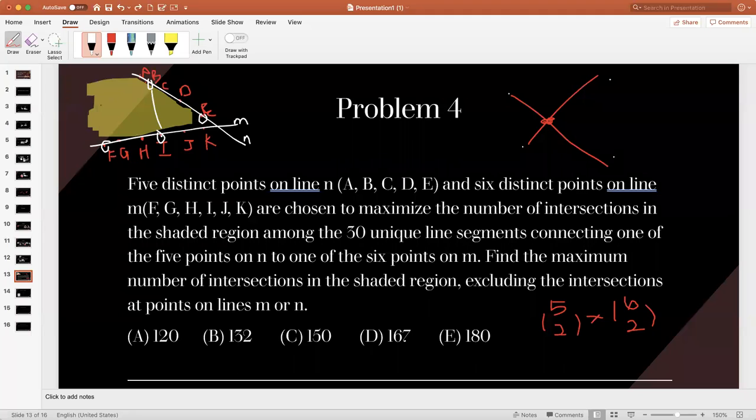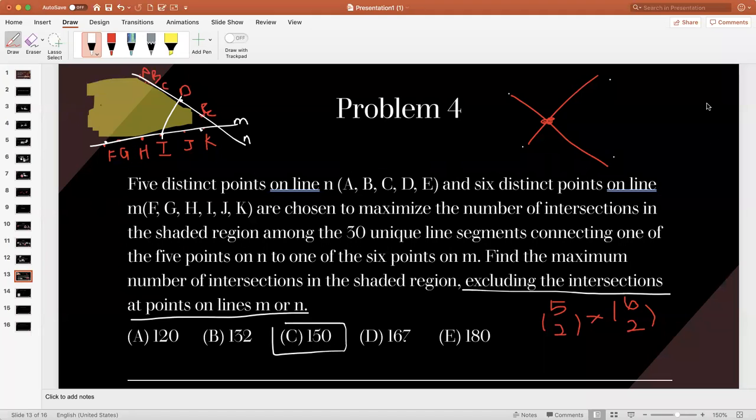But we cannot pick three dots on one line, because if we pick any three or more dots on one line, say F, I, K, and D, we already have an intersection at I. But the question says excluding the intersections at points on line M or N. So those do not work. We have to have two on line M and two on line N. After we compute this, our answer is 150.